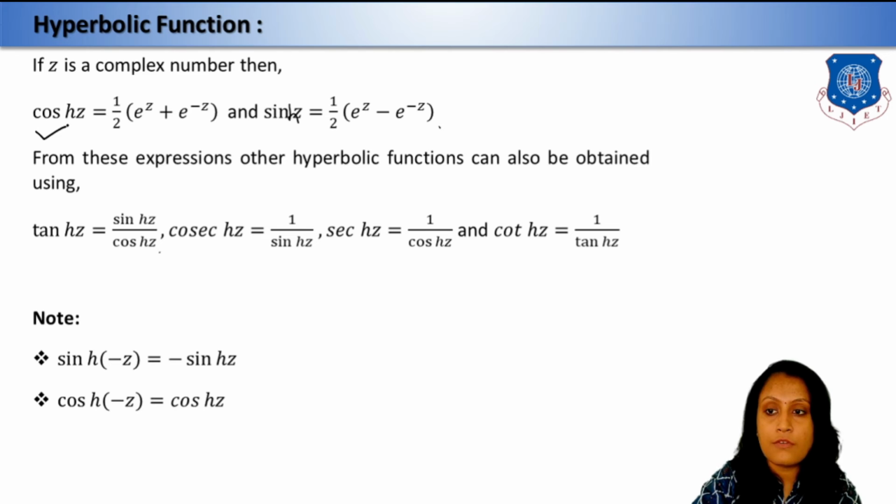So we will use the formulas of cosh z and sinh z to derive the formulas of all these hyperbolic functions. Now, sinh of minus z is what? Minus sinh z, because sinh is an odd function, and cosh of minus z will give you cosh z because cosh is an even function.